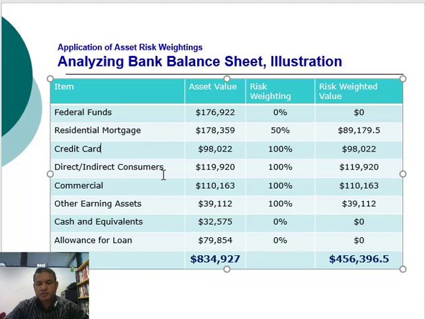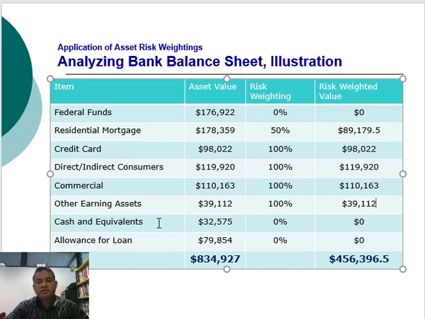Direct and indirect customer, the original value is 119,920. As this is 100% risky, so we'll put the full value. Commercial lending, which is 110,163. As we know, commercial lending is 100% risky, we put the full value. Other earning assets, as we do not know which types of assets these are coming under the other earning assets, so we will take it as 100% risky investment. So we'll put the full value in this side.